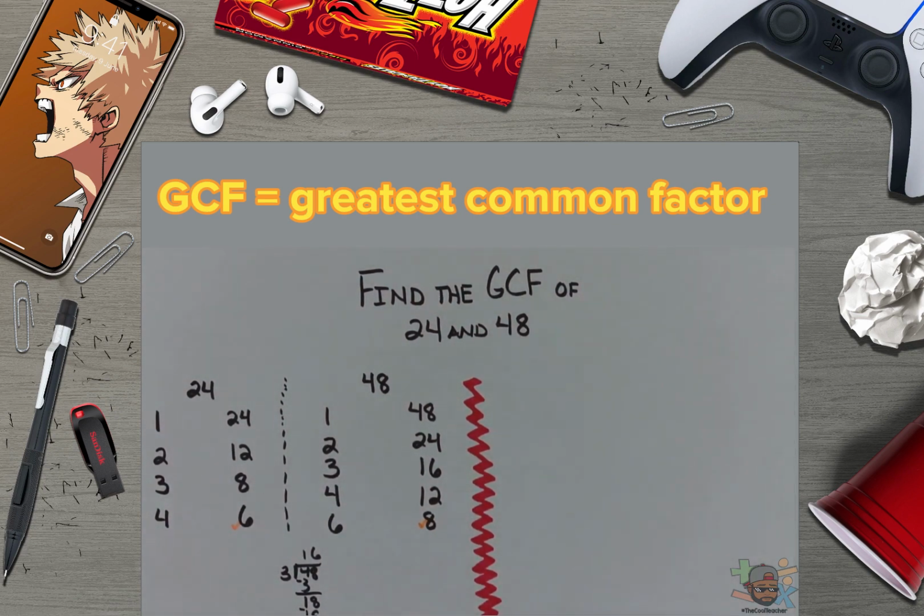Once you know you have all your factors for both numbers, you're going to look for the greatest number, okay? And when I go ahead and look here, once I have all my factors, I'm going to look for the greatest number.